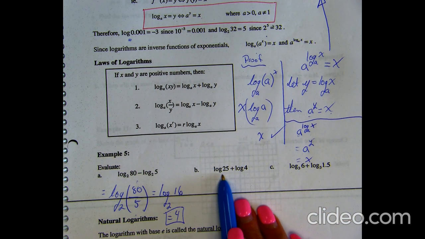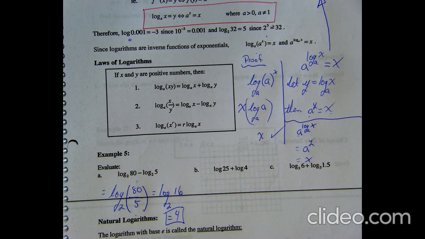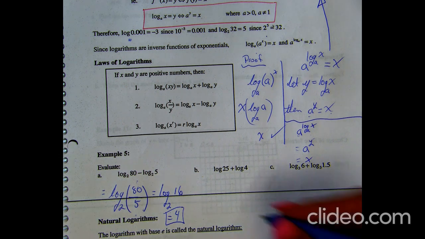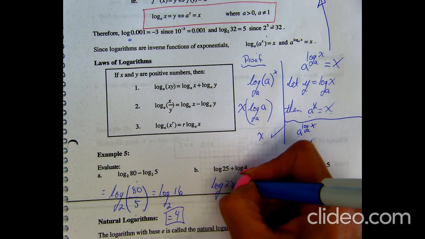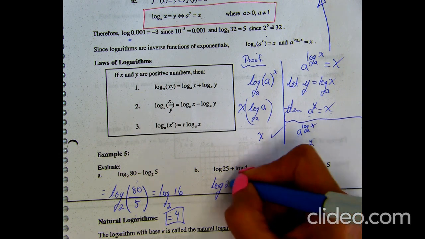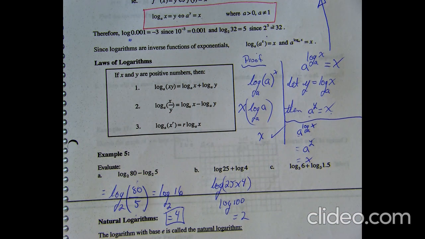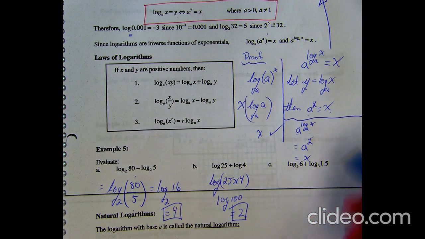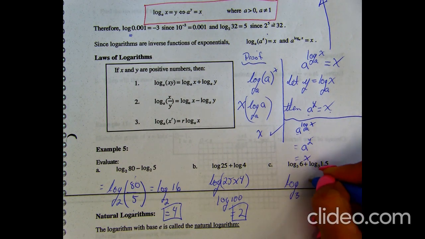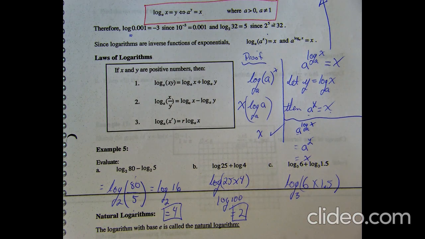Okay, would you please do the next question? Remember, when the base isn't written, assume it's 10. Are you guys all getting 2? Okay, and this one, the bases are the same and we're adding, so we've got log to the base 3 of 6 times 1.5, which would be log to the base 3 of 9, which would be 2.